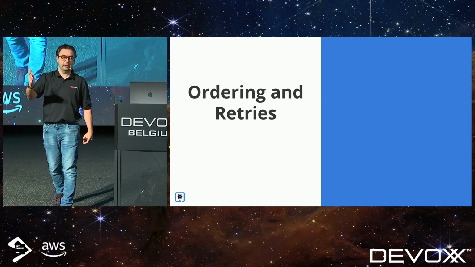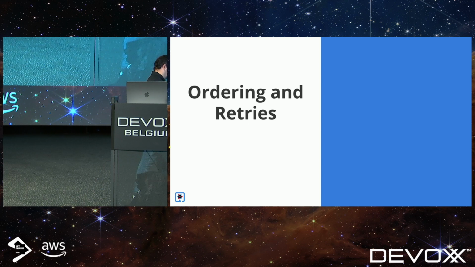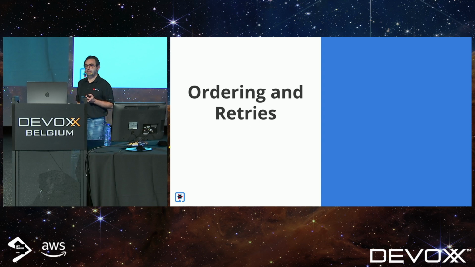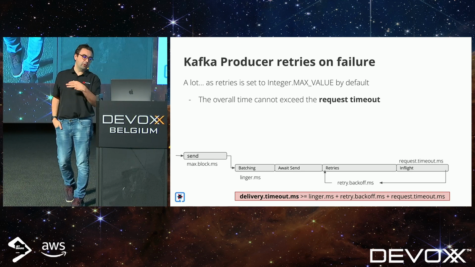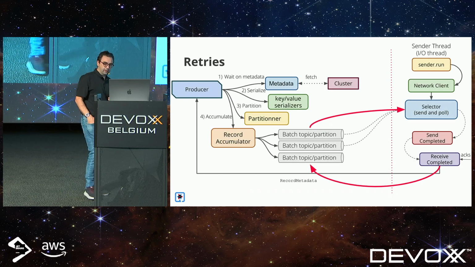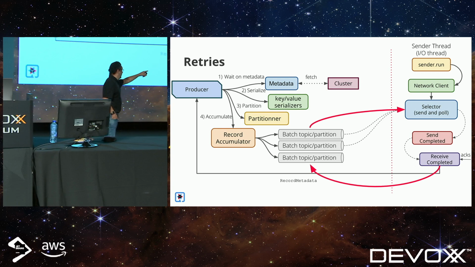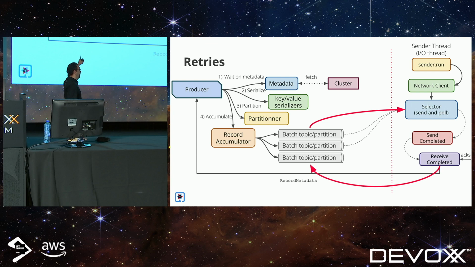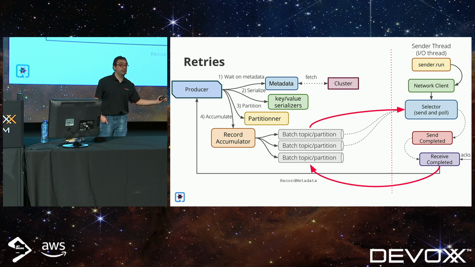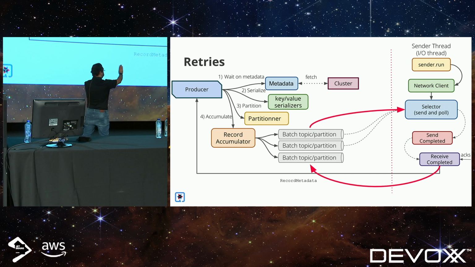However, this ordering guarantee can be messed up when you do retries, and we will see why. Remember, retries is Integer.MAX_VALUE, and you can configure that with delivery.timeout.ms. The thing is that it retries that red circle you have here. That's what is retried. It doesn't retry the rest, because the rest is synchronous. So if there are any failures in the serializers or partitioners, you get a synchronous exception, a runtime exception, so you do the retry on your side. But that second part of the retry is asynchronous, so Kafka handles that for you.